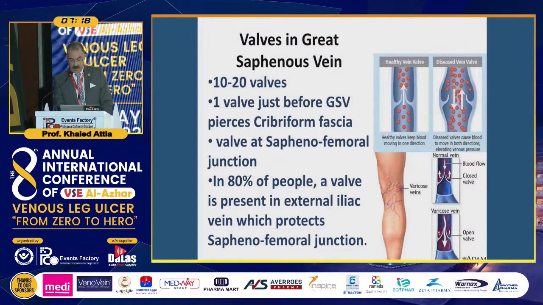Valves in the great saphenous vein, 10 to 20 valves. One valve just before the great saphenous vein pierces the cribriform fascia. Valve at the saphenofemoral junction. In 80% of people, a valve is present in the external iliac vein, which protects the saphenofemoral junction.